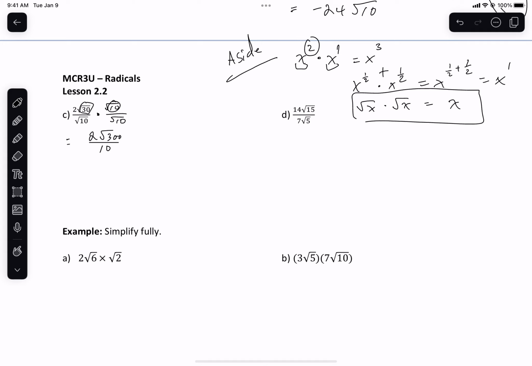$30 times 10 is 300. Is that the... That might be the best way to do it. Okay, now, fully simplified. I almost guarantee you could probably do something there. You can for sure, actually. What's another way to write root 300 as a product of two other radicals?